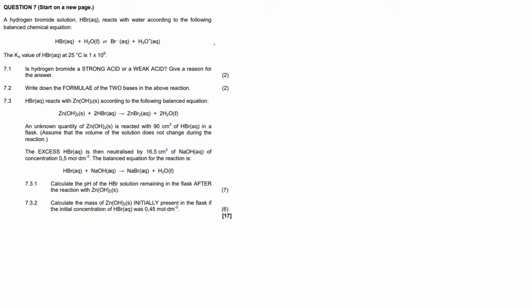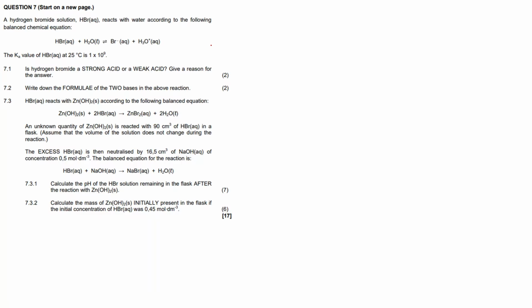Hi guys, today we're going to be looking at a question on acids and bases. A hydrogen bromide solution, HBr, reacts with water according to the following balanced chemical equation. The Ka value of hydrogen bromide at 25 degrees Celsius is 1 times 10 to the power 9.